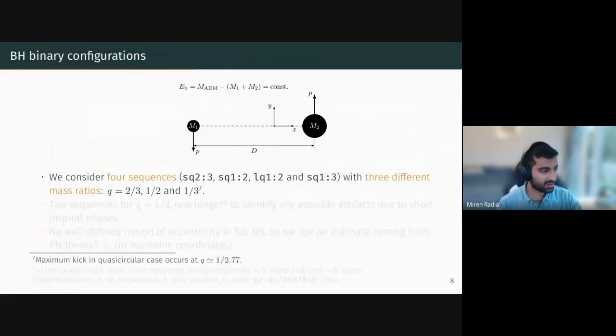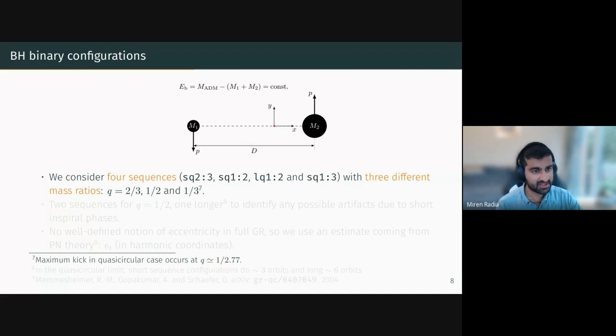Okay, so now I'll talk about the black hole binary configurations that we considered. I've drawn a schematic diagram here. We considered 4 different sequences, named SQ23, SQ12, LQ12, and SQ13. The S and the L correspond to short and long, and then the ratio is the mass ratio that we considered. So there are 3 different mass ratios: 2 to 3, 1 to 2, and 1 to 3.